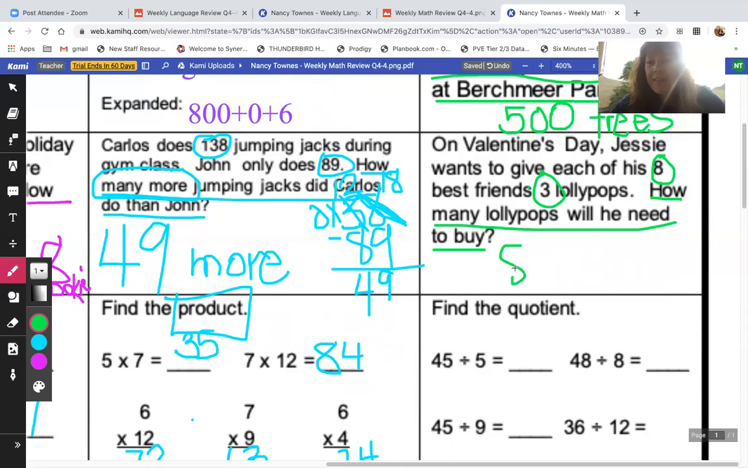So 8 friends each get 3 lollipops. So 8 times 3. And that would put us at 24 lollipops. Okay? 24 lollipops.